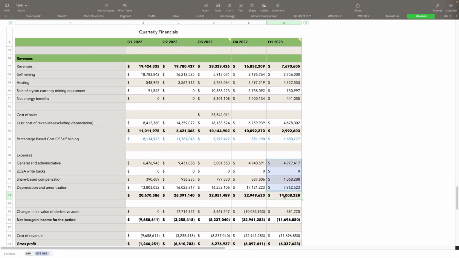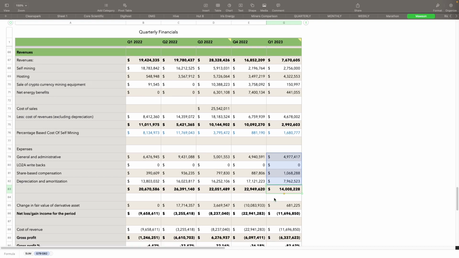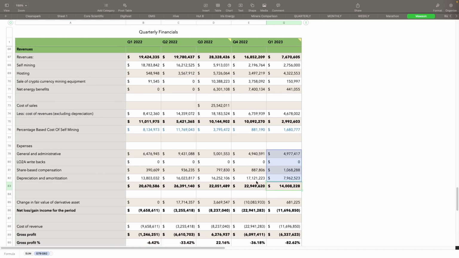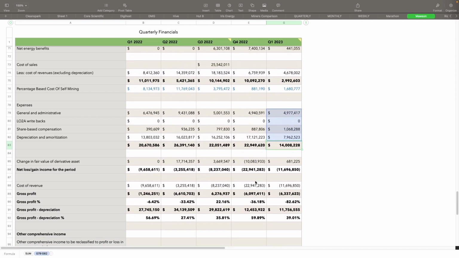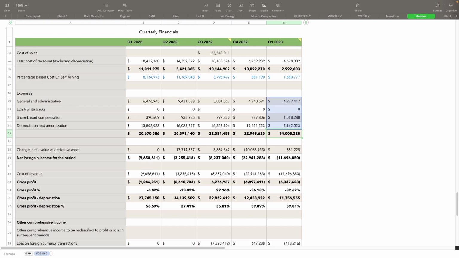So total expenses were 14 compared to 22, so that's actually good that it came down. But which one is it? Depreciation is a non-cash item, I believe. Net loss for the period was negative 11.6 million compared to negative 22, so that's good. Better, not as big of a loss so far.